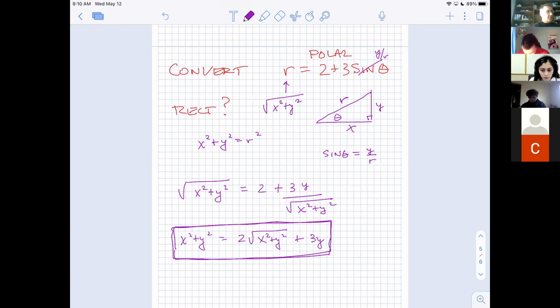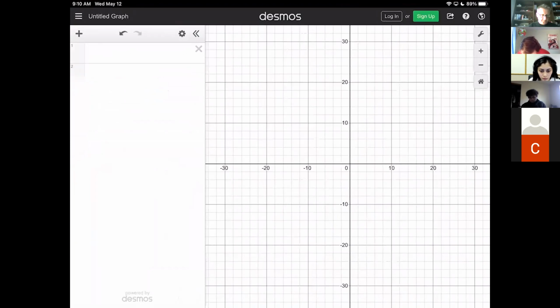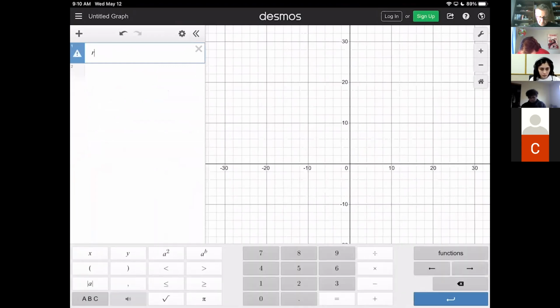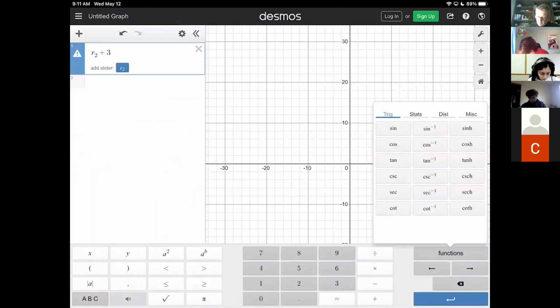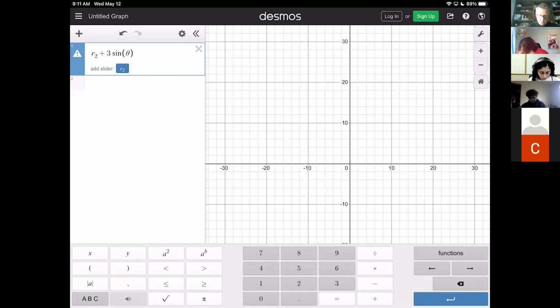I'm going to take a picture of this because I'm going to lose it when I go over to Desmos. So the polar graph, we already saw this, at least one version of it, the polar graph is r equals 2 plus 3 sine of theta. Boom. Equals. I did not hit R2. I don't know where that came from. So that's kind of fun.